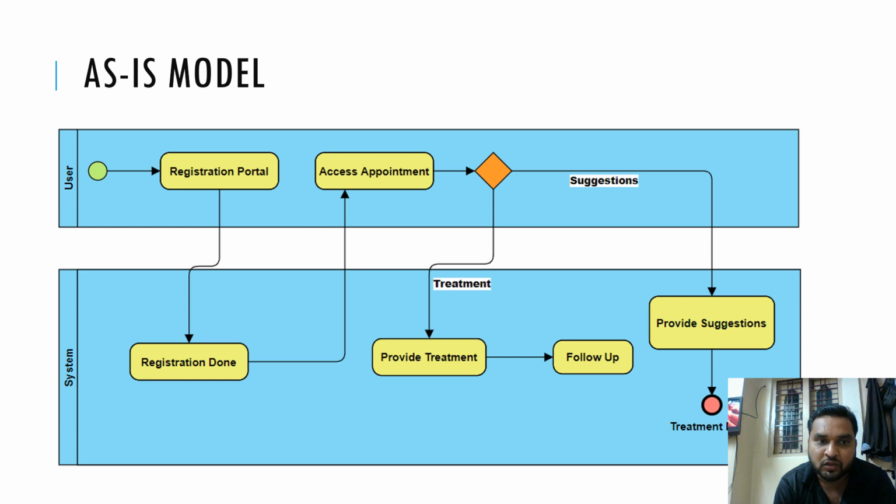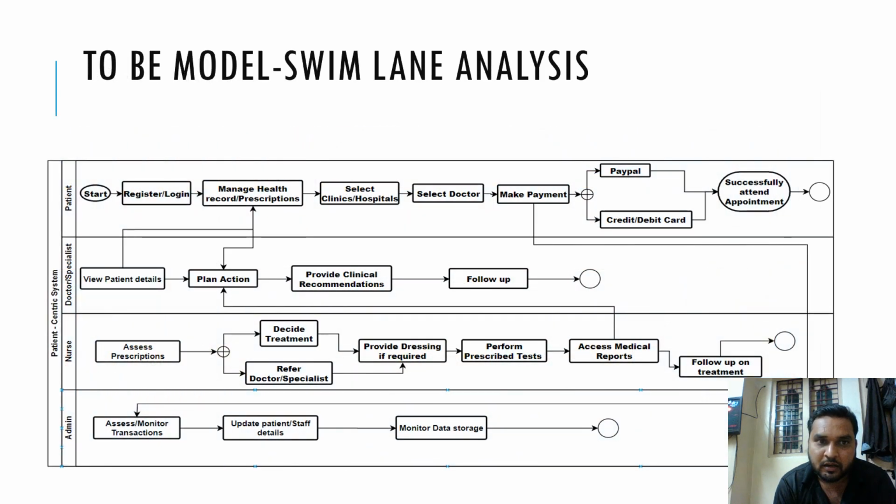If you take a user, it starts with the registration portal, access point, suggestions, provide suggestions, whereas the system starts with registration done, provide treatment to the patients, following up the patients, providing the suggestions to the higher authority, and giving treatment to the patients. Moving to next slide, it's to-be model swim lane analysis.